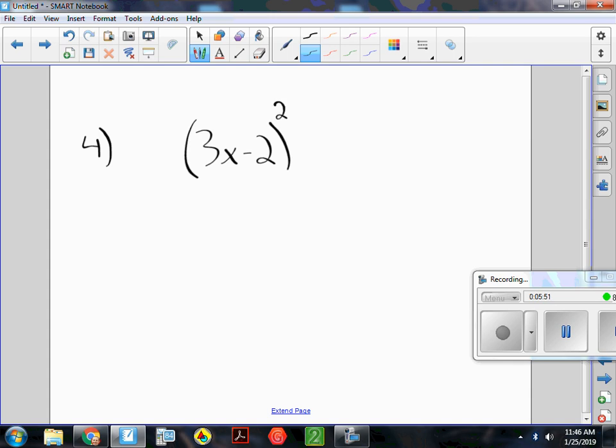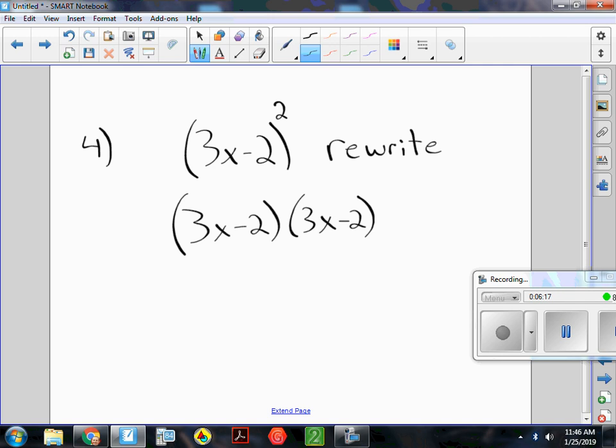A lot of students want to take that squared and kind of distribute it and just make it 9x squared and make it a positive 4 from squaring both of those terms. So that's not how this works. You need to remember to rewrite this until you can just do that in your head. So rewriting it means that I have 3x minus 2 times 3x minus 2, because that's what the squared means. It means to take that number that's being squared, so in this case the parentheses, and multiply it by itself.